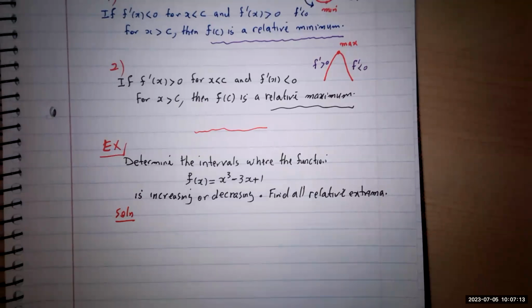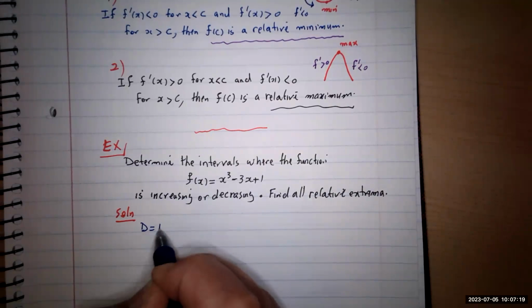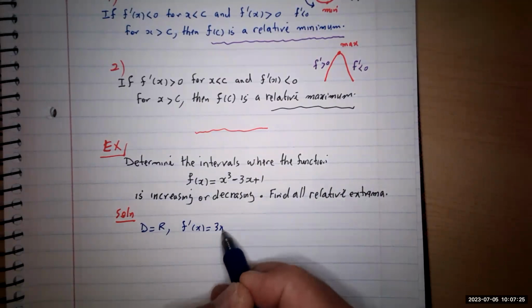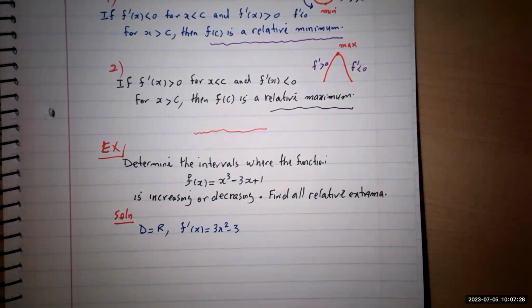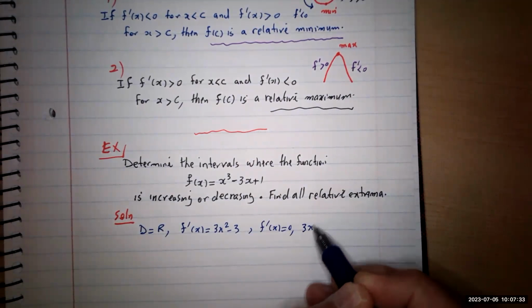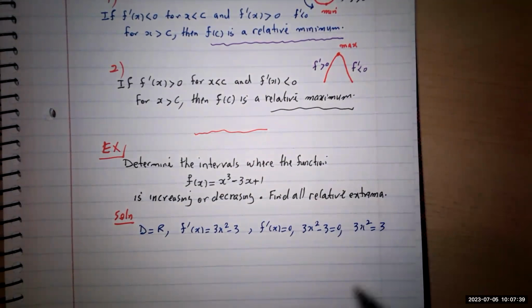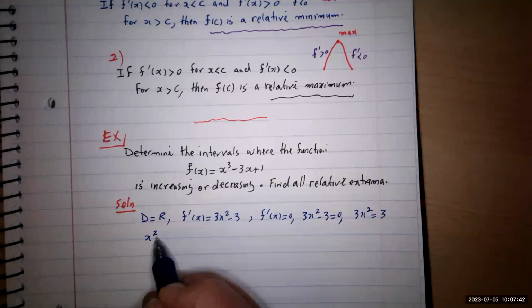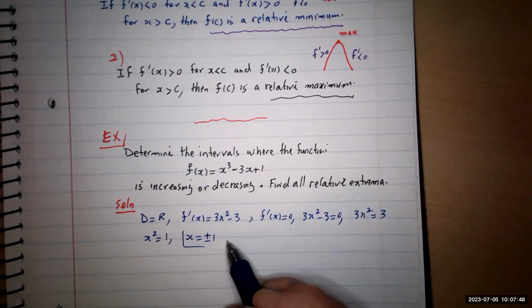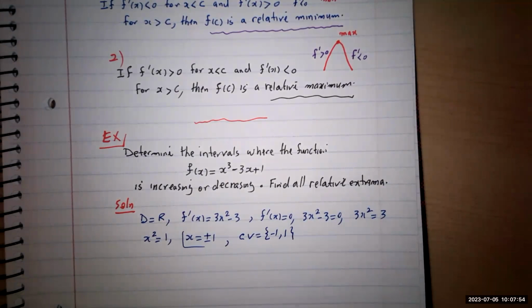Solution: you need the domain to start with. It's a polynomial, so the domain would be R. So you check the derivative to find the critical values. f prime would be 3x squared minus 3. You let it equal to 0. You solve this equation: 3x squared equals 3, x squared equals 1, and you get x equal to positive or negative 1. So you have two critical values, negative 1 and 1. This is step 1.